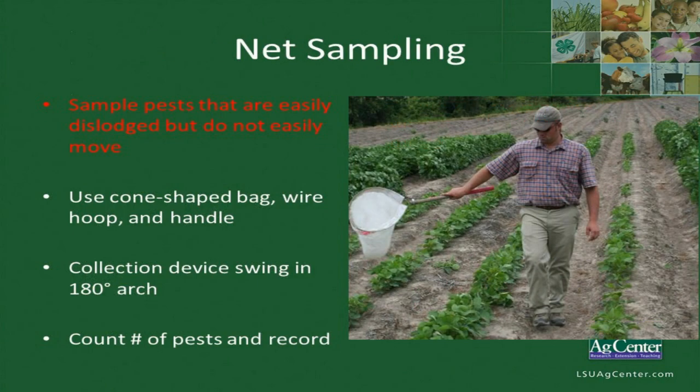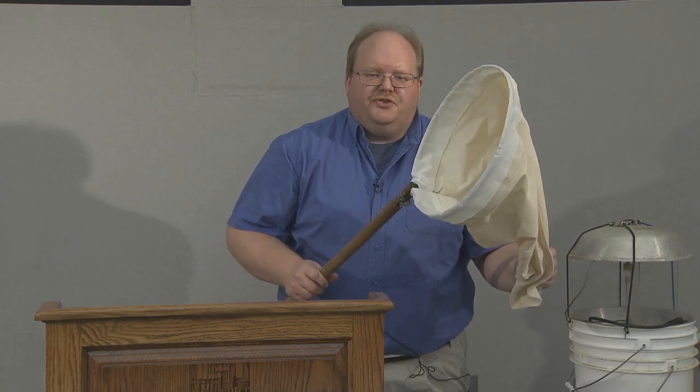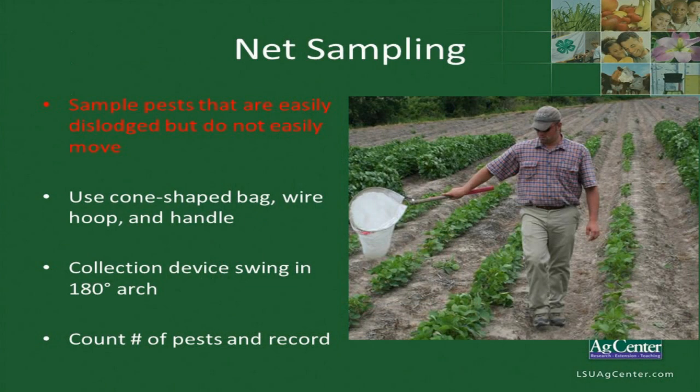One of the most common sampling techniques is the sweep net. All this is a shovel handle, a pipe clamp, and muslin cloth, and what you're doing is sampling through the field, knocking the insects into the cloth, and then counting those. And we have a very good video that we're going to be linking to show you how to use a sweep net. Once again, you're counting the number of pests and you're going to record those.